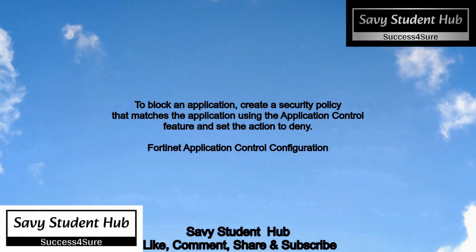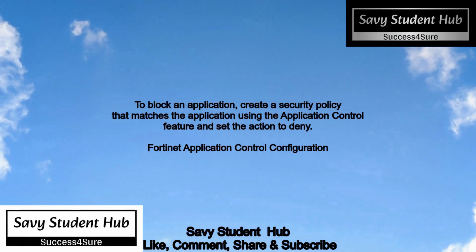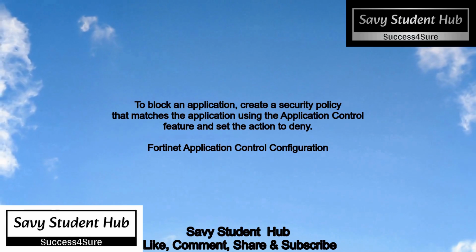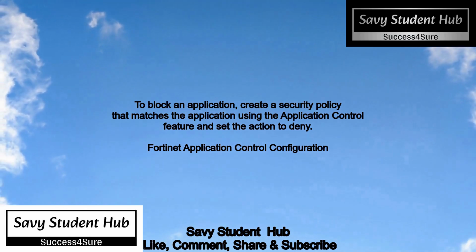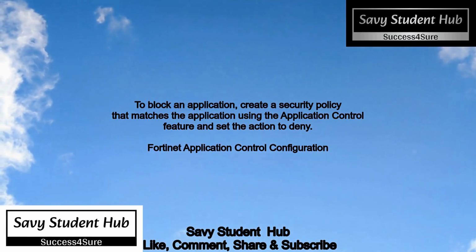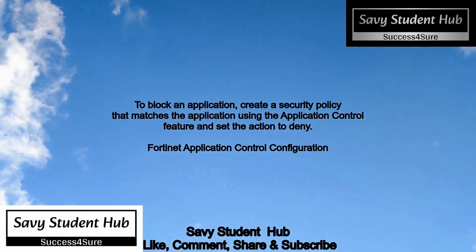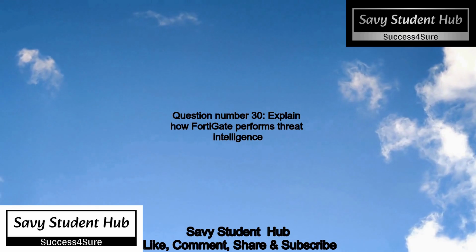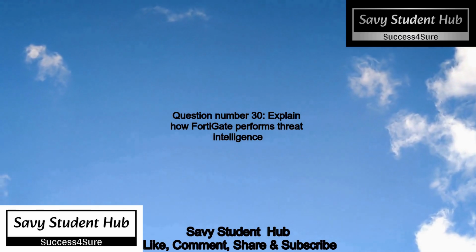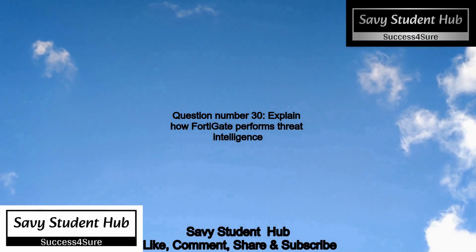To block an application, create a security policy that matches the application using the application control feature and set the action to deny. Question number 30. Explain how FortiGate performs threat intelligence.